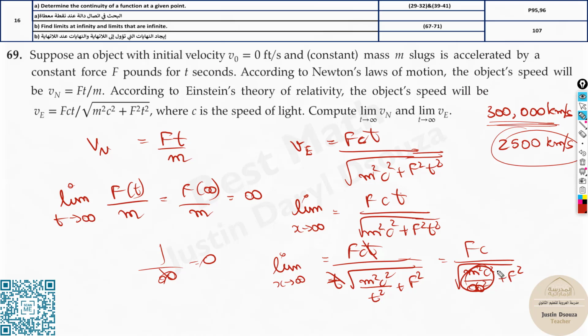Now we are remaining with fc by square root f square, isn't it? Now this cancels. You have fc by ff cancels c. That is the speed of light. So according to Albert Einstein's velocity equation over here, the maximum velocity you can ever attain is the speed of light. This is the answer.